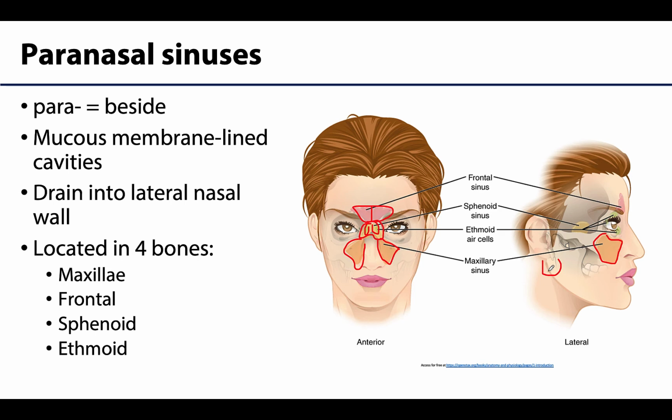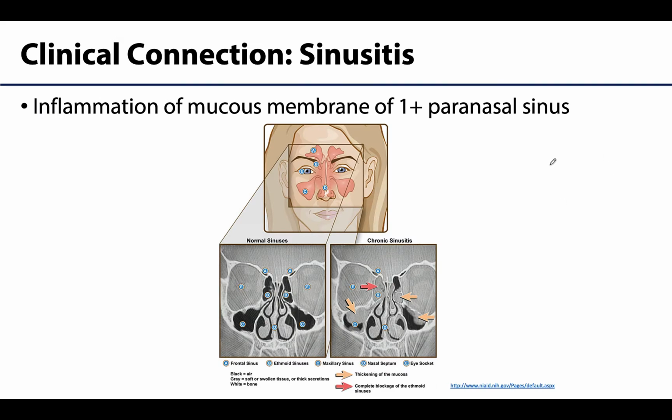And these, like I said, are mucous membrane lined, and if there's any collection of mucus, this will drain into the lateral nasal wall. So if you have sinusitis, or if you think my sinuses are acting up, a lot of what is occurring is that there's inflammation of the mucous membranes surrounding the sinuses.